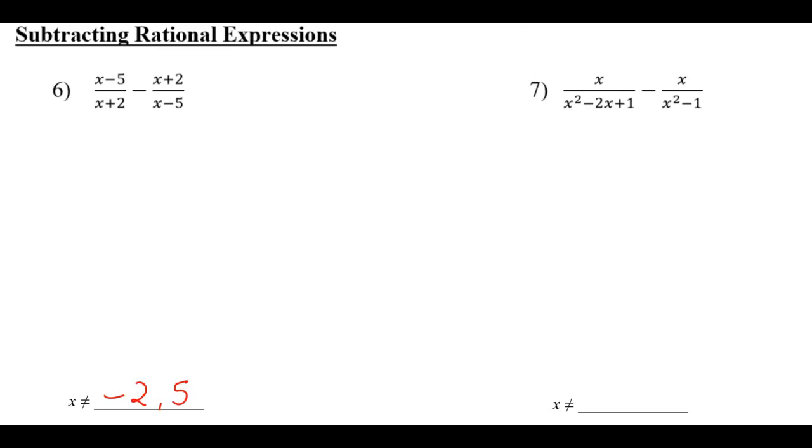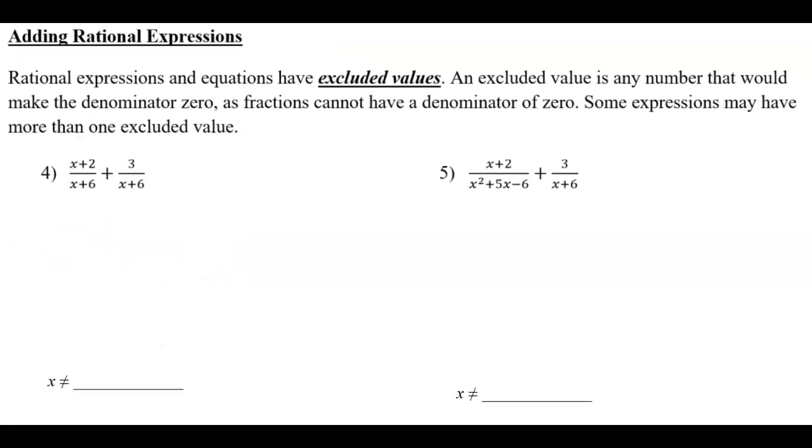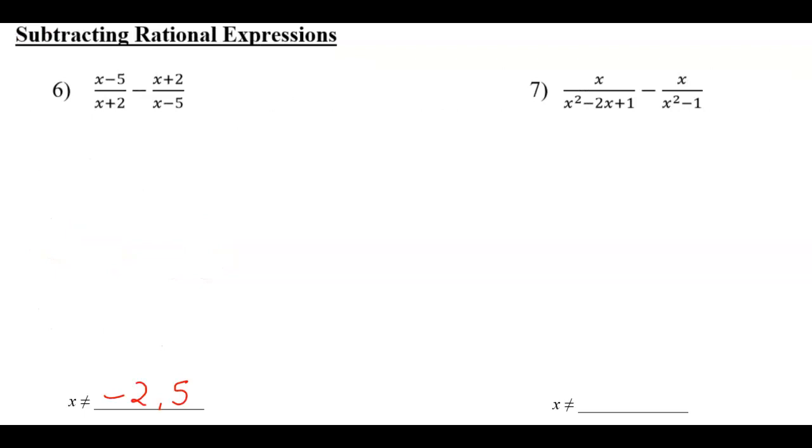Okay, so on number 6, these denominators are completely different. So this is kind of like this example here. We had to multiply this denominator times 2 and this denominator times 3 so that they both became 6. So basically, we multiply them by each other. So this is a very similar example.